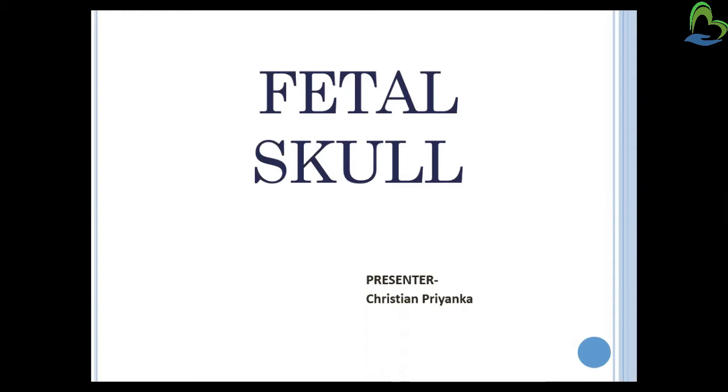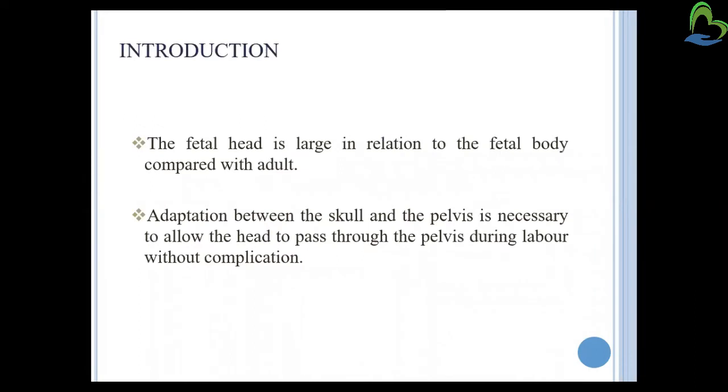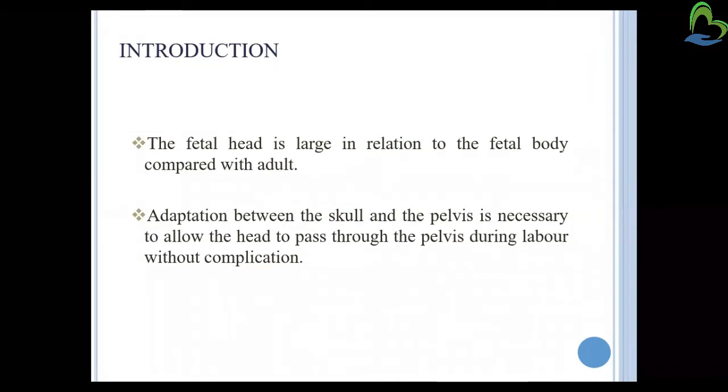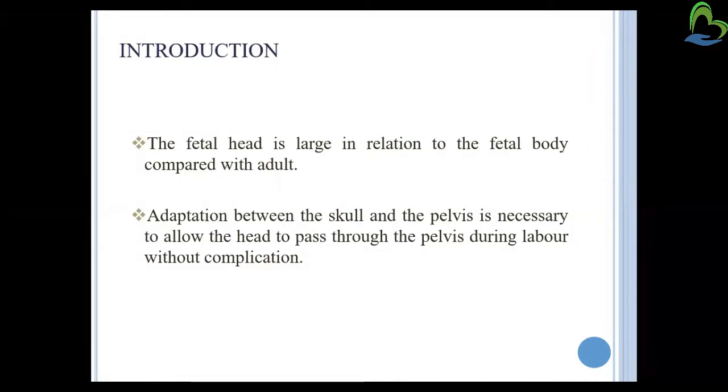Today we learn about the fetal skull. About the introduction, the fetal head is large in relation to the fetal body compared with the adults. Adaptation between the skull and the pelvis is necessary to allow the head to pass through the pelvis during the labor without complication. So a good adaptation between the skull and pelvis is most necessary to allow the head to pass through the pelvis during the labor without any complication.